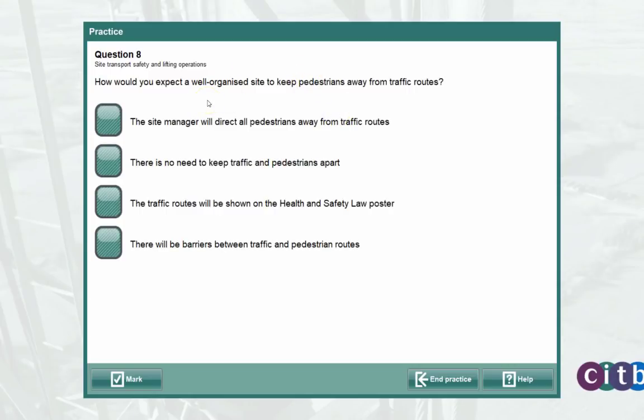How would you expect a well-organised site to keep pedestrians away from traffic routes? The site manager will direct all pedestrians away from traffic routes. There is no need to keep traffic and pedestrians apart. The traffic routes will be shown on the Health and Safety Law poster. There will be barriers between traffic and pedestrian routes.